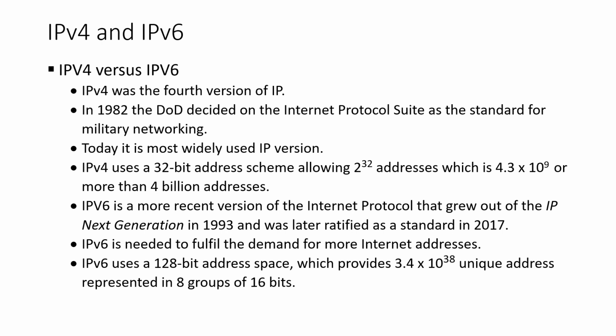Another approach to handle the situation was to expand the size of the address space, which is exactly what was done in IP version 6. The address in this version expanded the address space from 32 to 128 bits. This results in a much larger number of possible addresses, more than 3.4 times 10 to the 38th, in fact. IPv6 also has some enhanced security features.